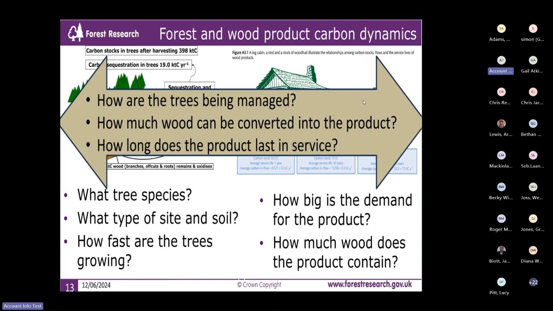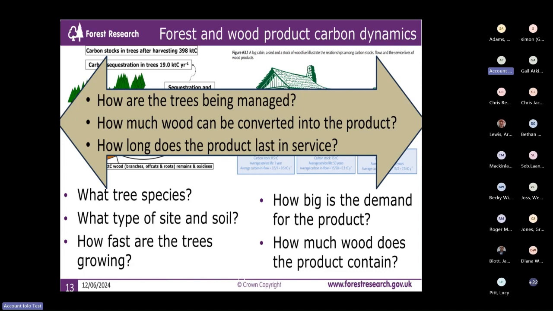Forest. That doesn't matter if people don't want that product. So it's driven by socioeconomic drivers rather than the biological potential of the forest to produce the carbon. And how much does the wood product contain? So that's the other thing that drives carbon dynamics in a wood product.